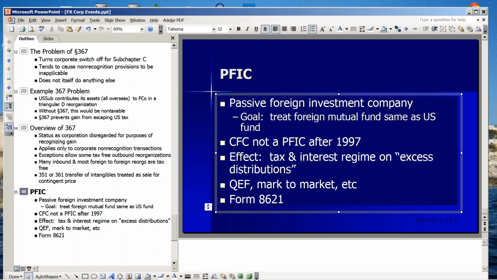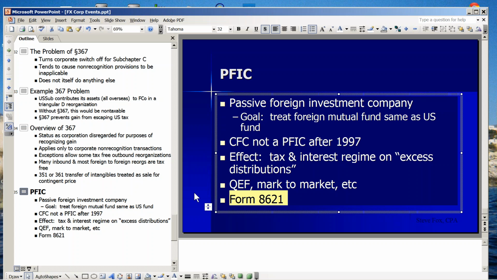Those elections have potentially dire consequences, or they could be really good. You have to think about those boxes to check on the Form 8621. After that, it's pretty ordinary and well organized. You have to report your share of ordinary income and capital gains if you're a QEF. You have to report the gain as if it were sold under the mark-to-market election, et cetera, et cetera. So it's pretty ordinary stuff. Now, Form 8621 is required now.